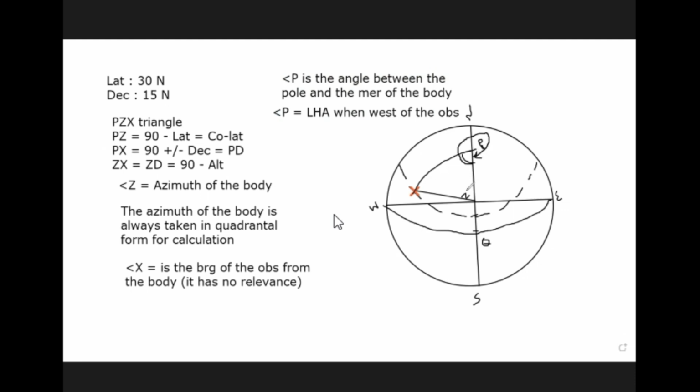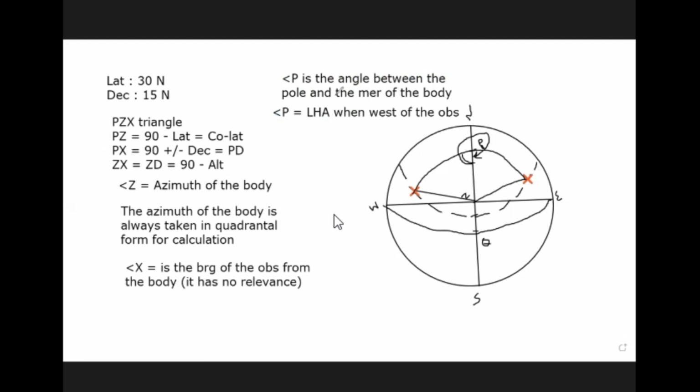So that is LHA. But now we consider again that the body is to the east. Now the body is here. What happens to the LHA now? Or what happens to P now? P is equal to 360 minus LHA. Absolutely correct.